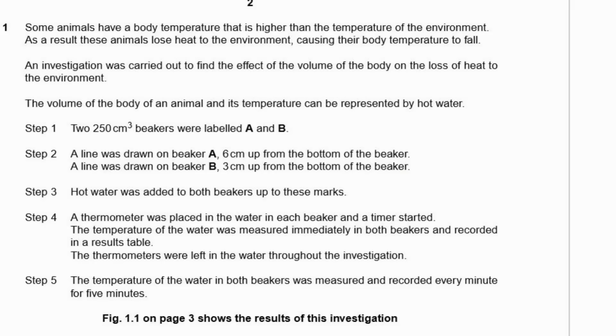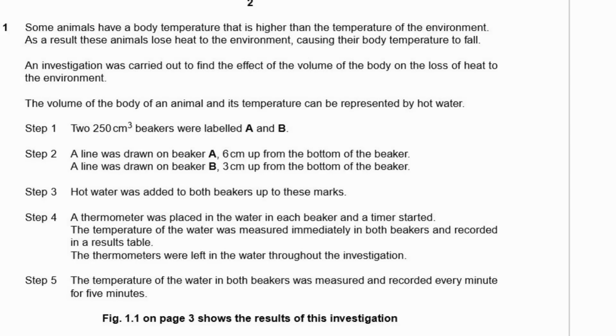Question 1. Some animals have a body temperature that is higher than the temperature of the environment. As a result, these animals lose heat to the environment, causing their body temperature to fall. An investigation was carried out to find the effect of the volume of the body on the loss of heat to the environment. The volume of the body of an animal and its temperature can be represented by hot water. So there are 5 steps in this experiment, a lot shorter than some of the experiments.